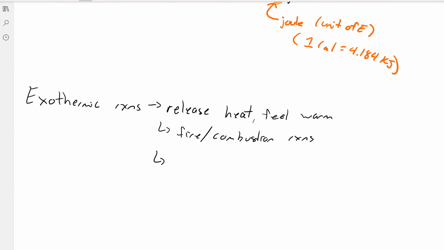What we say with exothermic reactions is they have a negative delta H, right? Because we're talking about the reaction and it's losing heat or it's losing energy. So we have this negative delta H.